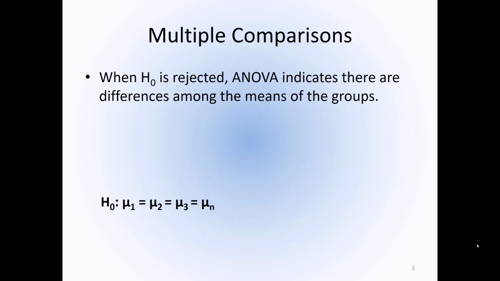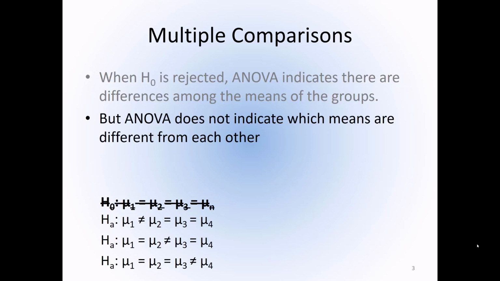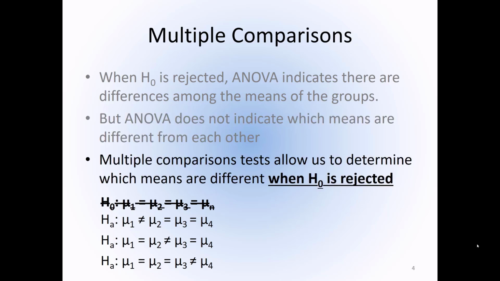So in the event that we reject the null hypothesis for ANOVA and that the means are not equal to one another, we've got a variety of different alternative hypotheses which may be true. And ANOVA doesn't initially indicate to us which of these alternative hypotheses are most appropriate. Now we can use multiple comparisons, which we're going to be discussing in this particular lecture, in order to determine which of those means are different from one another.